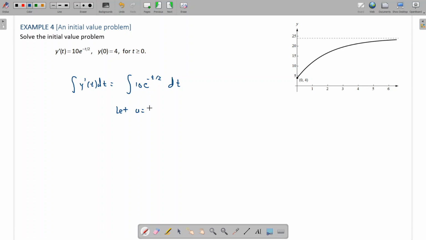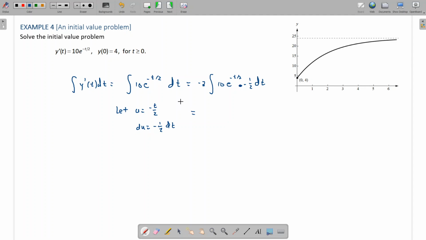We're going to let u equal negative t over 2, so that du will be negative 1/2 dt. Now, I don't have a negative 1/2 in this integrand, so I'm going to put one in, but that means I have to cancel it at the same time. So if I'm going to put a negative 1/2 back here, then I have to put a negative 2 in the front to cancel it. Okay, so it's still all multiplication there, but this negative 2 will cancel that negative 1/2, taking us back to the original.